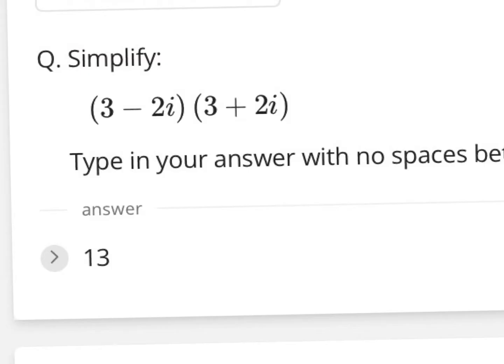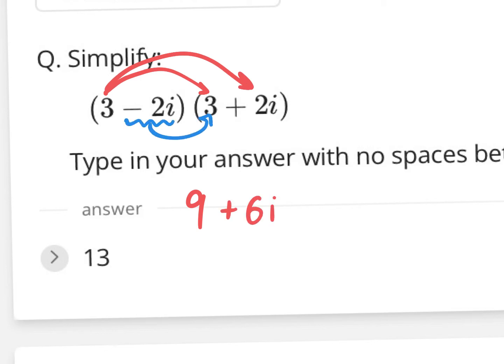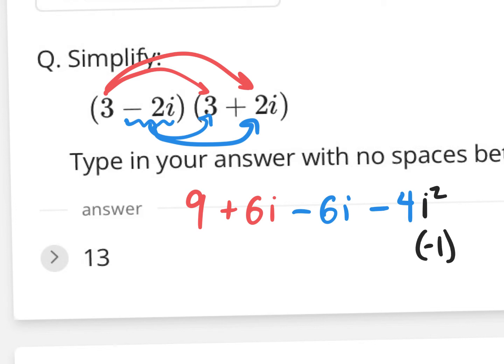On this one, we're going to distribute. So we have 3 times 3, that is 9. 3 times 2i, that is positive 6i. And then negative 2i times 3, that's a negative 6i. And negative 2i times positive 2i is a negative 4i squared. Now keep in mind that i squared is really a negative 1, so you might as well replace the i squared with negative 1 that you are going to multiply with this minus 4.